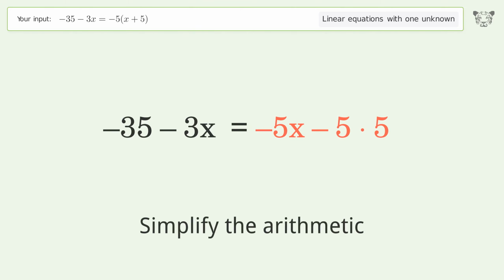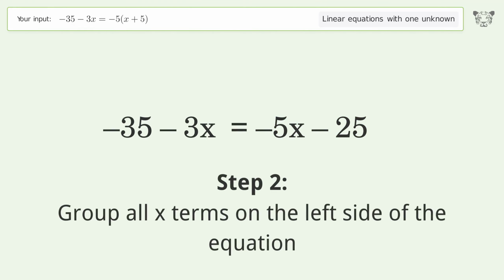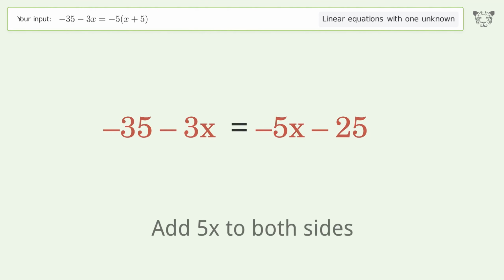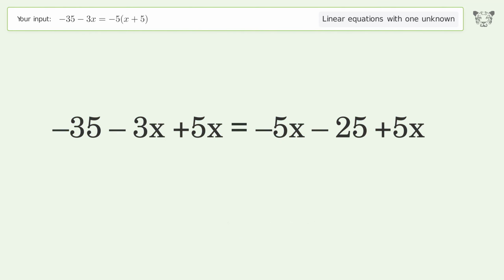Simplify the arithmetic. Group all x terms on the left side of the equation. Add 5x to both sides. Group like terms.